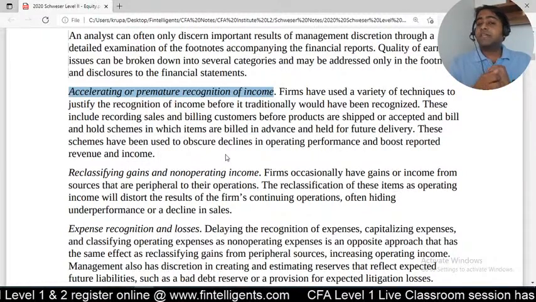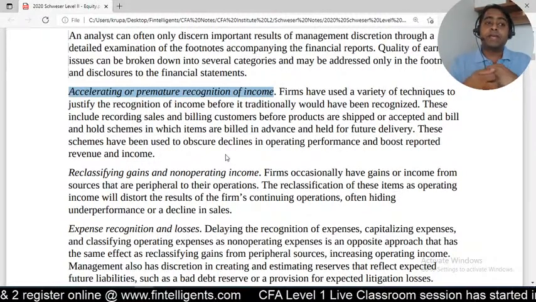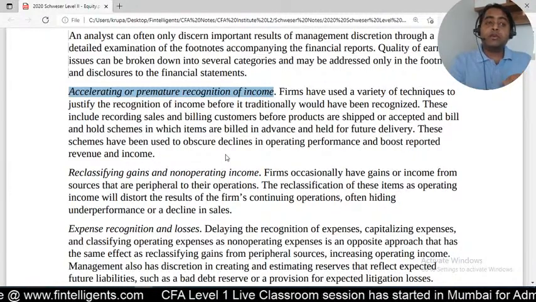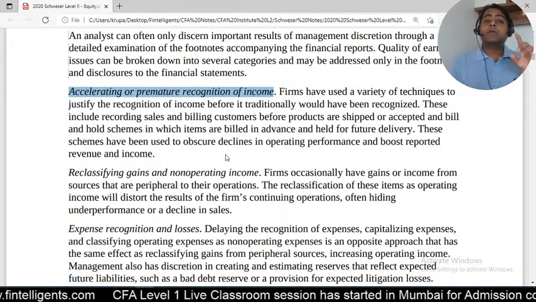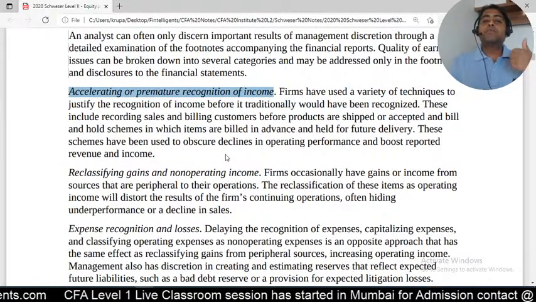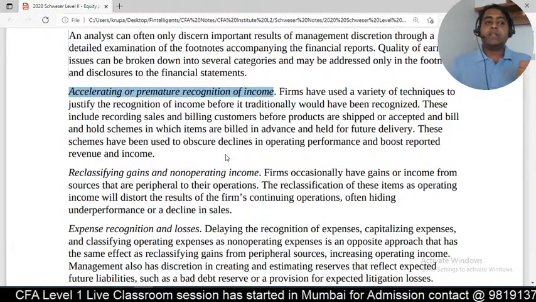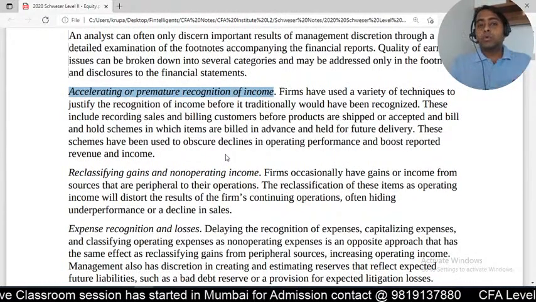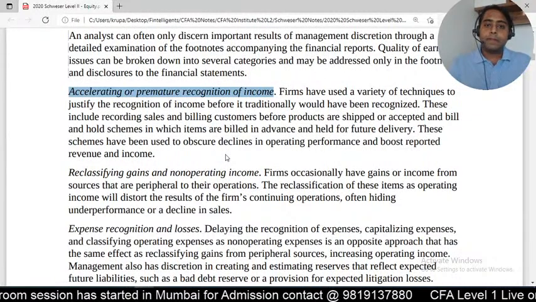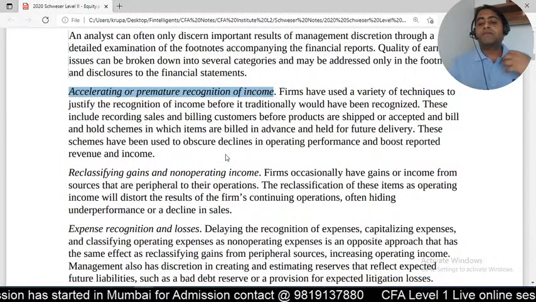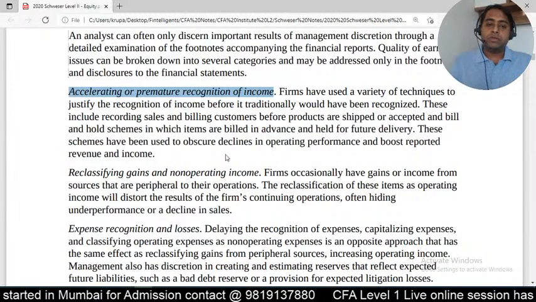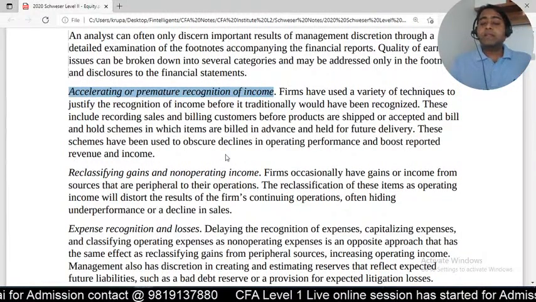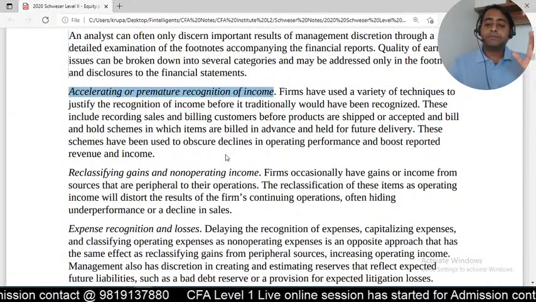Now this is a very risky part, because if you realize that the company is accelerating or recognizing the income way before, as per the accounting standard, if you find an expense or a loss, you should book it immediately, but you should book revenue only and only when you're sure about it. So if we are booking the revenue beforehand, that can give you incorrect information about the company's growth.